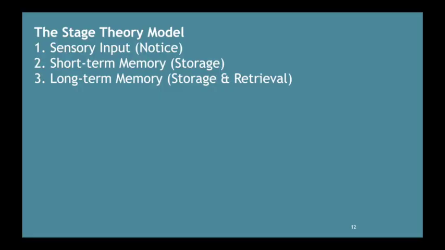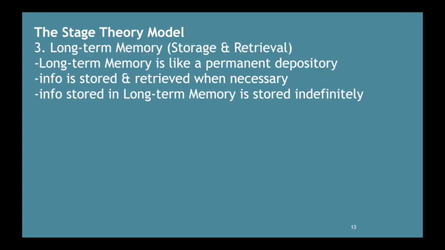The final part of the three-part stage theory model is long-term memory, where it's kept in long-term storage and you're able to retrieve it over the course of the long term. Long-term memory is like a permanent depository, while short-term memory would be more like RAM, which in a computer is cut off after the computer is turned off. Long-term memory is more like ROM. You can keep it for a long period of time. Any information that's in long-term memory is stored and retrieved when necessary. Information stored in long-term memory is stored indefinitely.